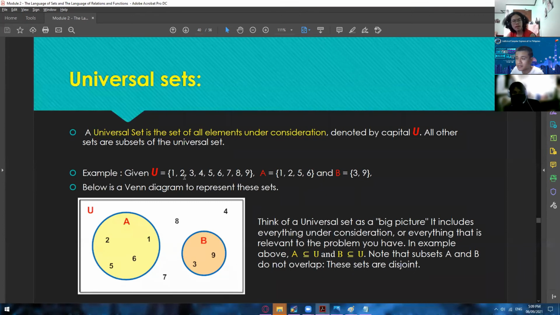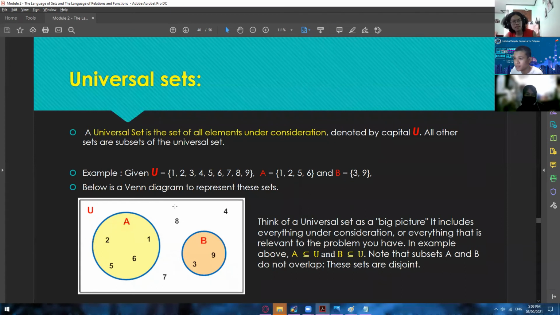Again, it has a limitation. That doesn't mean that it's unlimited or not bounded. Here, it's bounded by these elements. Given U is equal to {1, 2, 3, 4, 5, 6, 7, 8, 9}, those are the elements that it can contain. Then we have set A, which has the elements 1, 2, 5, 6, and set B, which contains the elements 3 and 9.